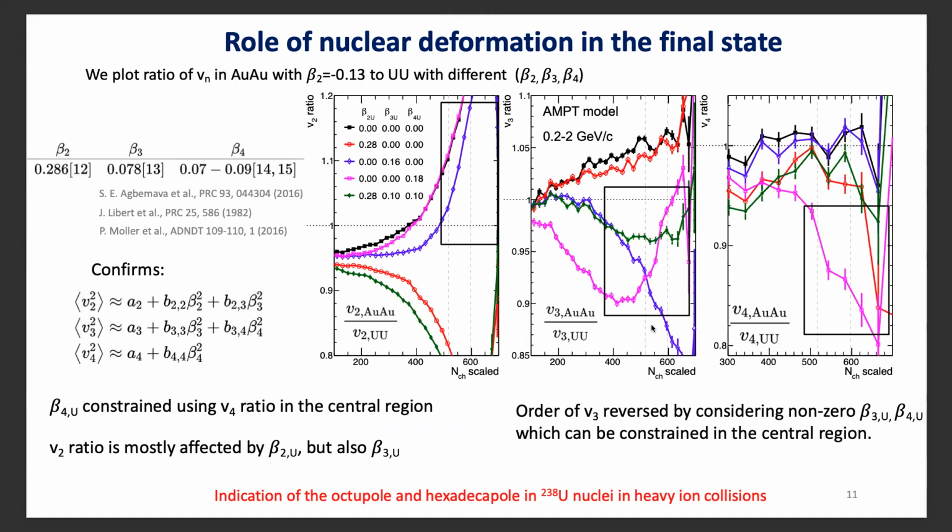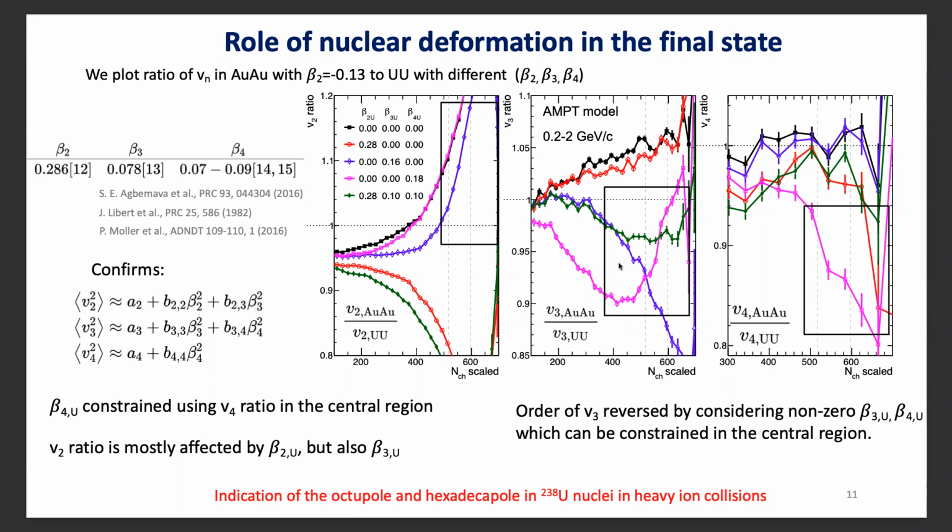So I think the point is that you really need to think about simultaneous constraint of beta 2, beta 3, beta 4. You cannot just look at one observable, right? What you could do is measure the V4 ratio. If the V4 ratio only has an impact from beta 4, you can just look at the ultra central region. Use the data to see, okay, beta 4 is small or beta 4 is large, right? And then once you constrain beta 4, you can move on to V3, because V3 is only influenced by beta 3 and beta 4.